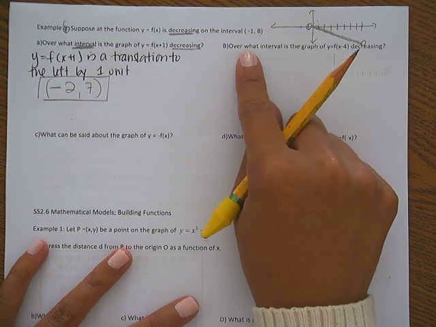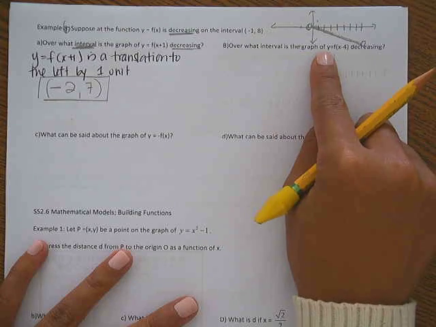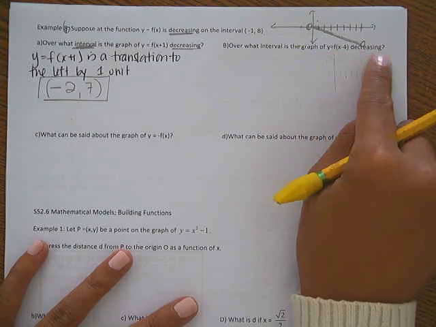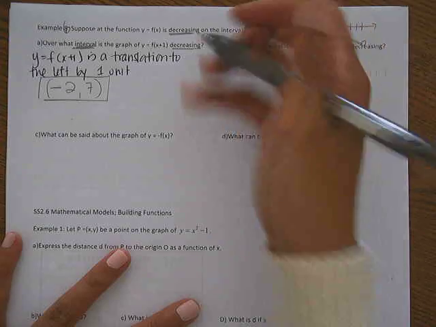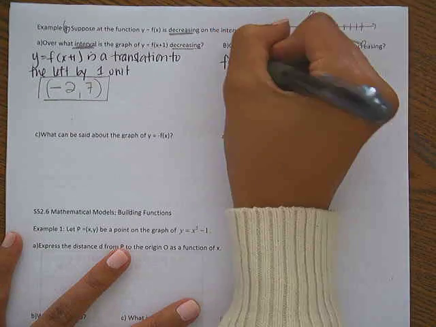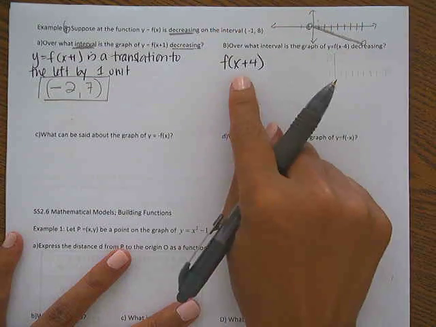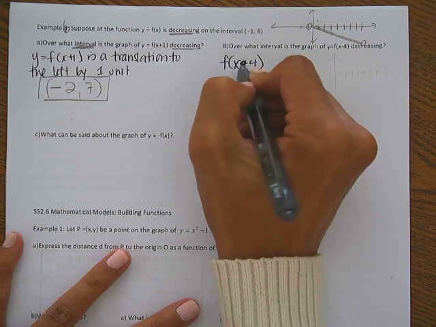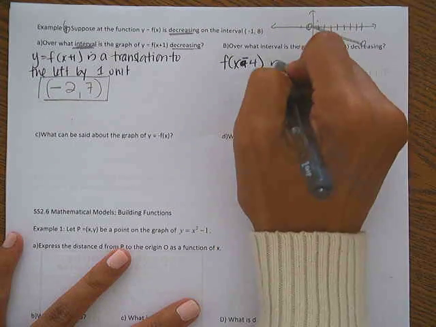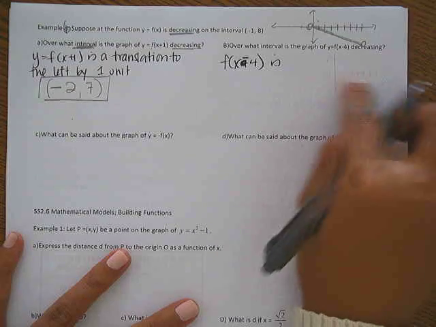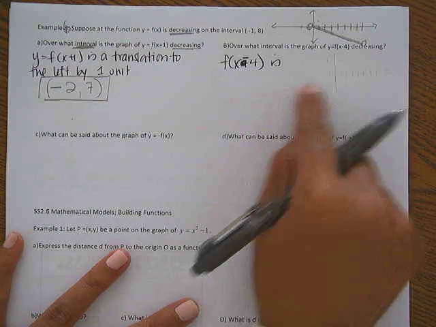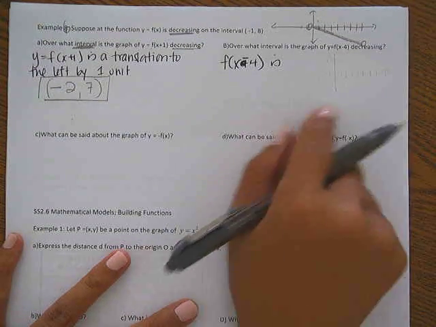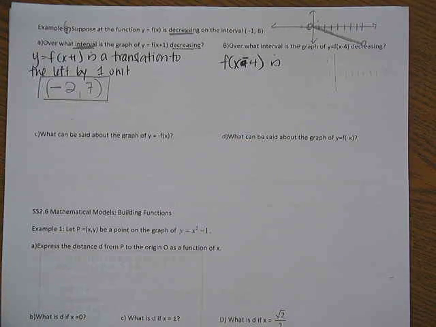Next, over what interval is the graph of f of x minus 4 decreasing? So do me a favor. I'm going to give you 1 minute. Why don't you state, oops, this is a minus, why don't you state this transformation for me, and then try to find the interval. Actually, I'll give you 30 seconds. I'll come back and write the answer to see if your answer matches mine.